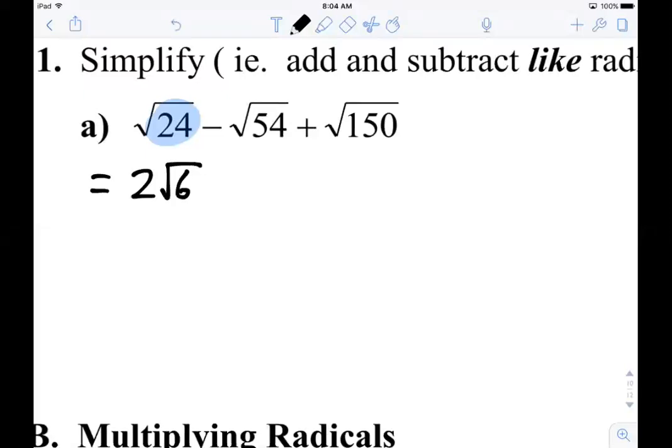I can do something similar with 54 as well. It breaks up into root 9 and root 6. So that would just be 3 root 6 when I simplify it. And then I'm going to add that with root 150. Once again, that could break up into 25 times 6, which would equal 150. And 25 can square root into just the whole number 5.